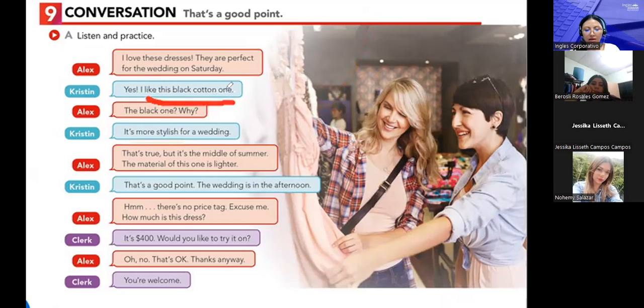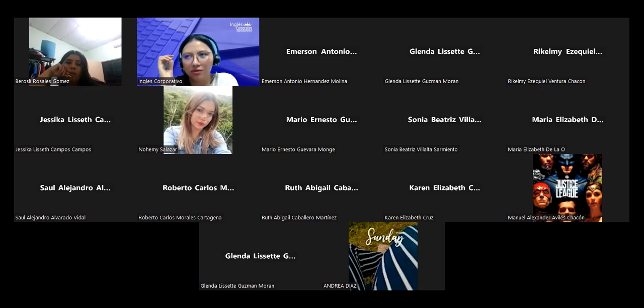I like this black cotton. Ah, escucharon la pronunciación. Y por eso les digo, se adapta también al contexto. La forma en la que la persona muchas veces pronuncia. Cotton, cotton. Podría ser también.